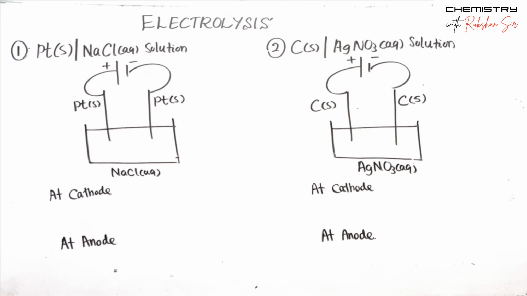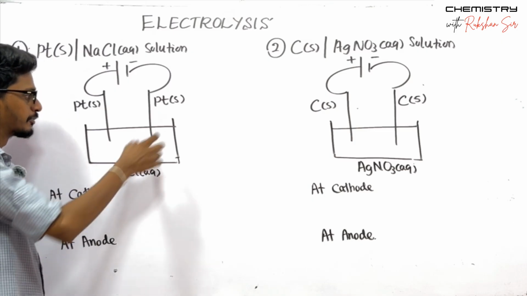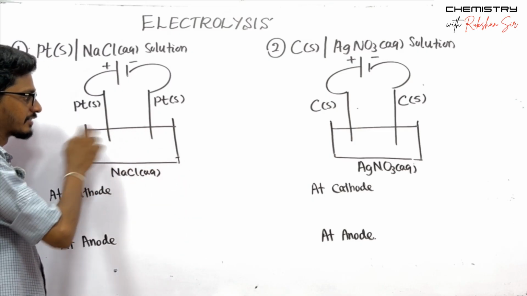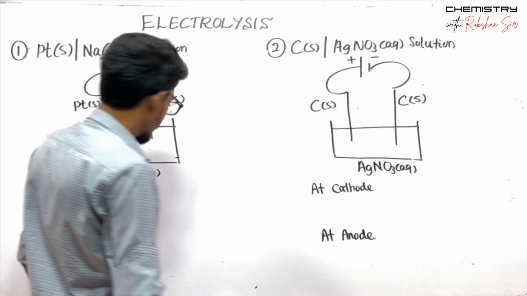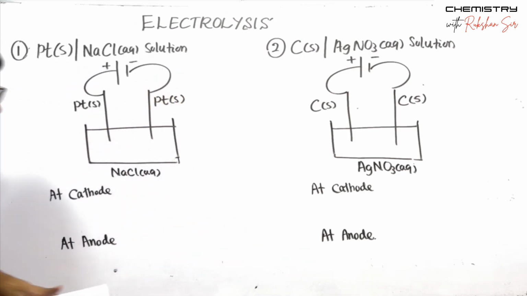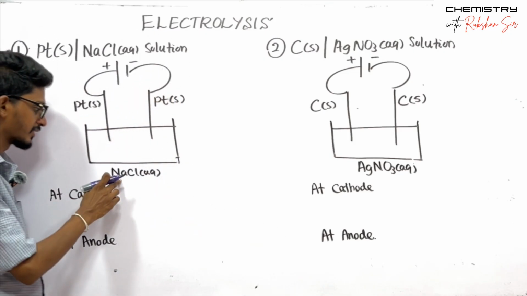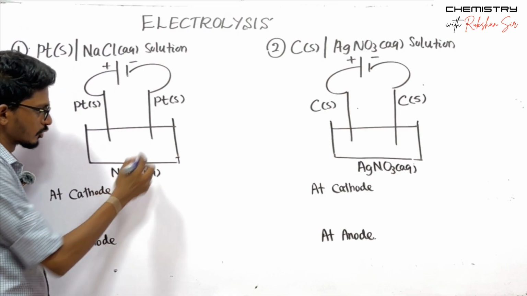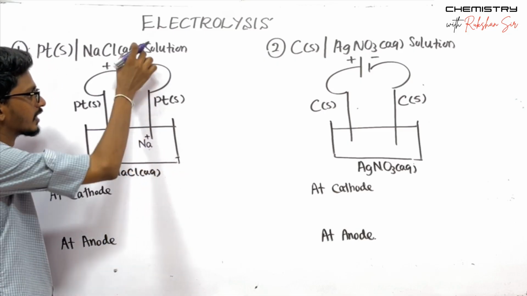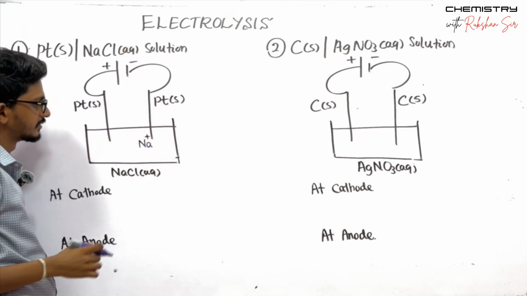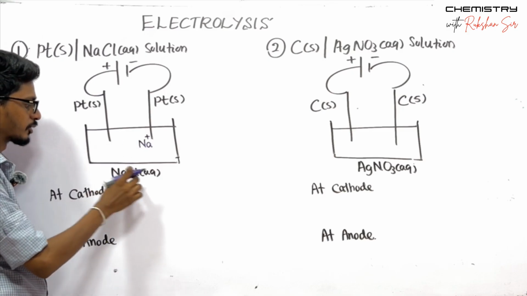Right. So first of all, you need to select which species will react at the cathode and which species will react at the anode. Okay, let's do that working. Out of this, you have the Na plus ions and the Cl minus ions here. So the cations will approach the negative terminal, the cathode, and the anions will approach the anode.